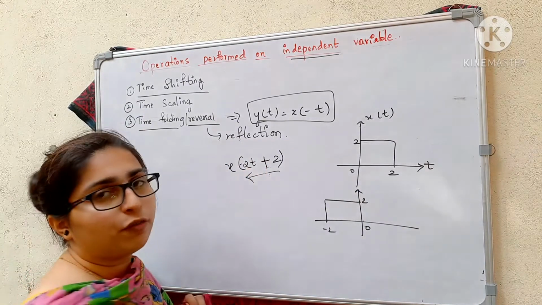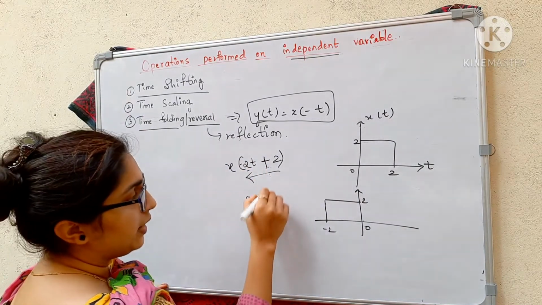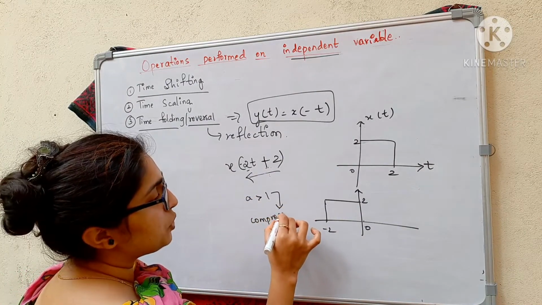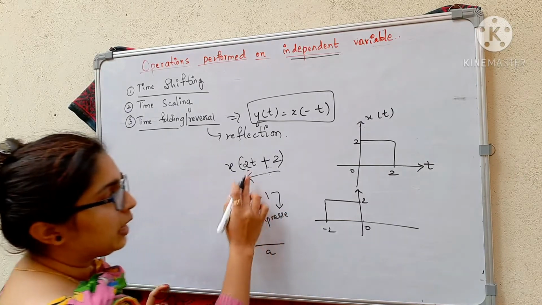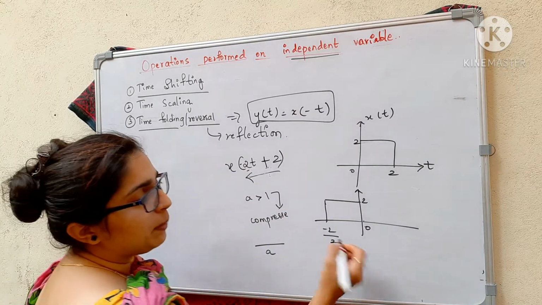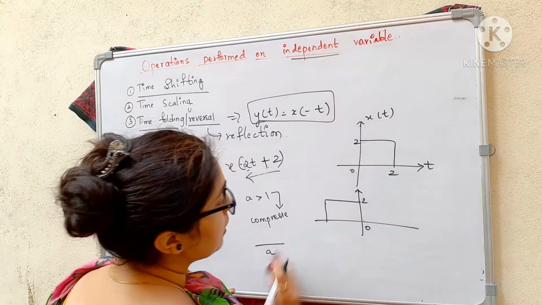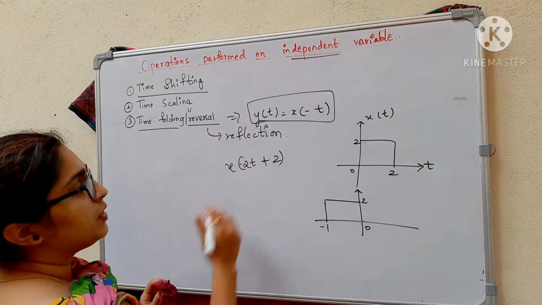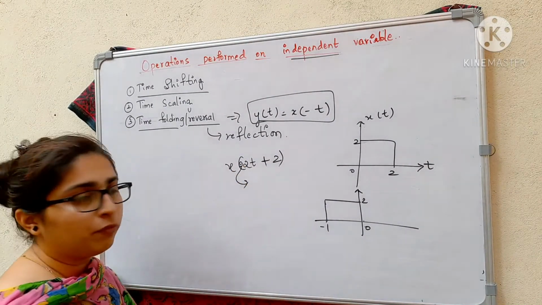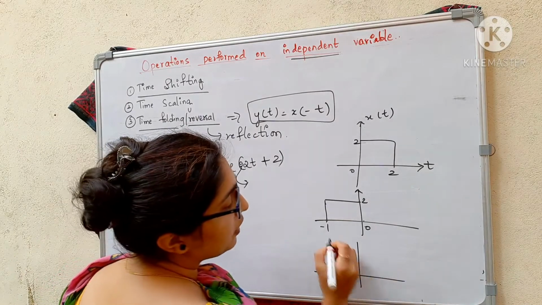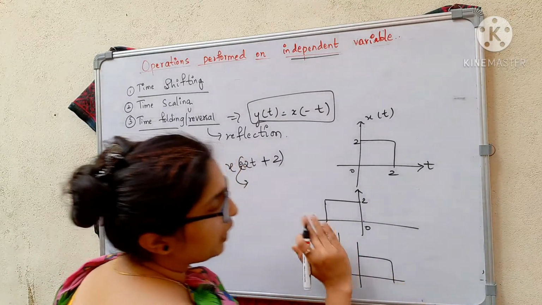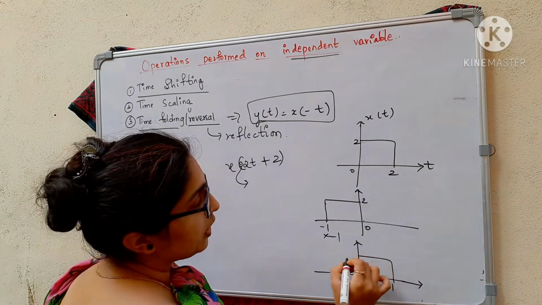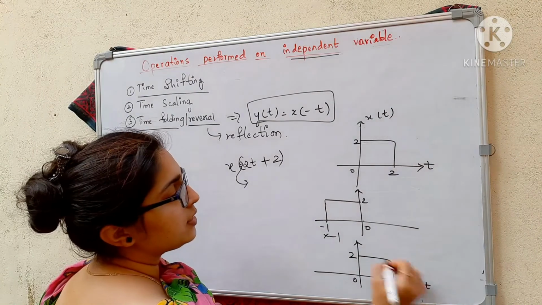On this I will be performing scaling. Here a is greater than 1, which means I will be getting the compressed version. Compressed version means it will be divided by that particular value, so it will be divided by 2. So it means it is minus 1. Next you have the last one, which is your reflection or time folding, so it will be multiplied with minus 1. So you are going to get the reflection here. It is from 0 to 1, that is 2. Then here it is t.